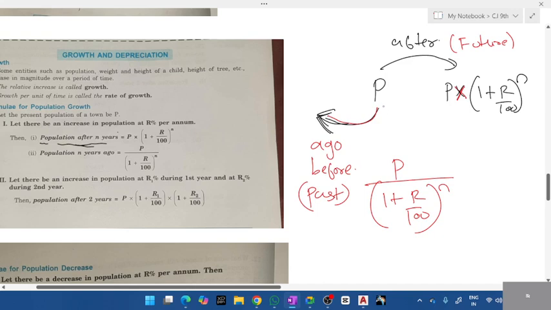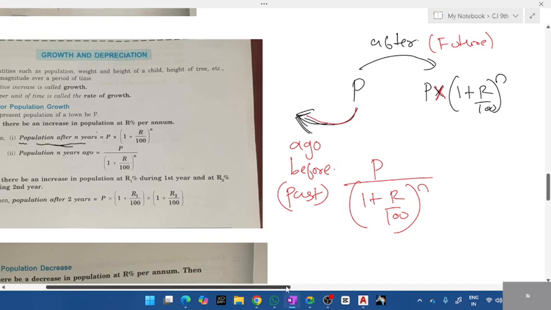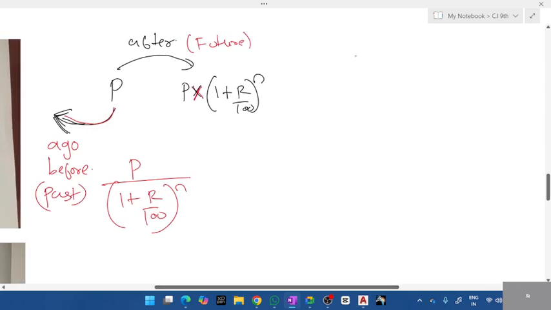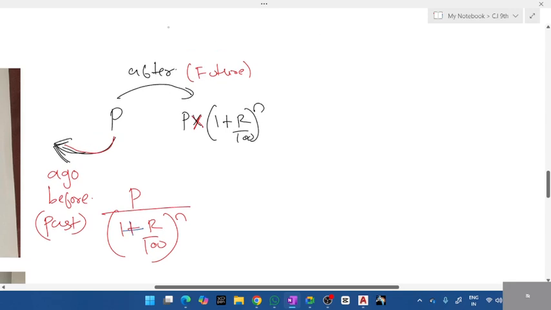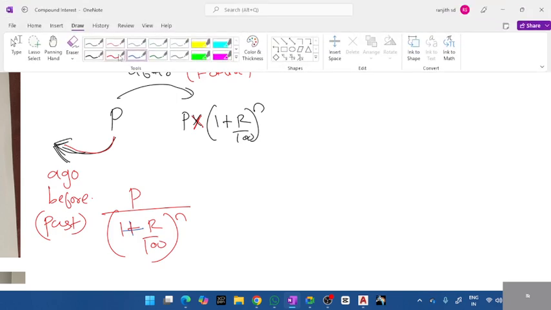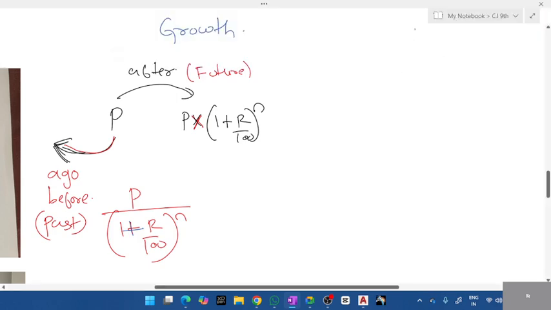Is this clear? Did you understand? Yes. Growth is plus. For both, it is plus. See, we are talking about growth there. Here it is growth. Population will grow or decrease, increase or decrease? Yes, increase. Next, depreciation. What do you mean by depreciation? Increase or decrease? Decrease. So even this has two formulas for after.